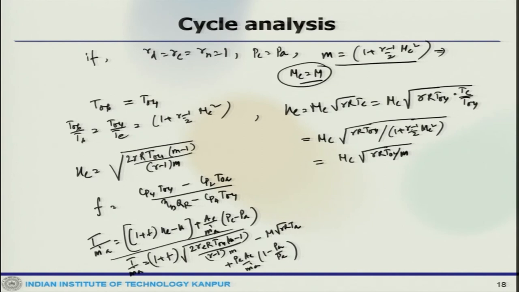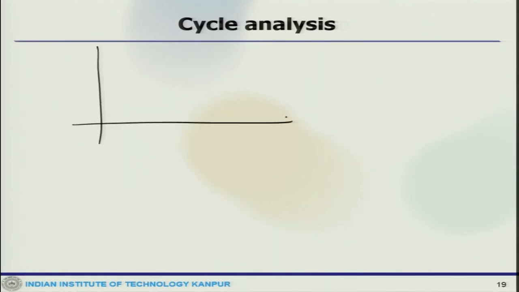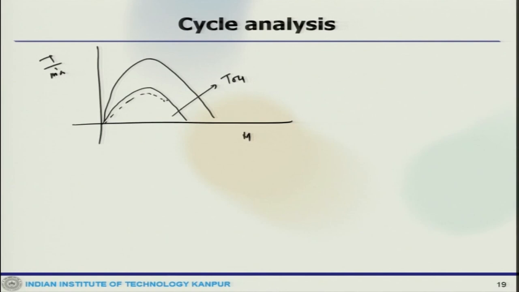So, if you look at the picture, if I plot T by M dot A versus M, this is how things would look. This is for increasing T04. This is the ideal cycle, and the actual cycle would be like this for both the cases. So, this is the ideal one and this is the actual cycle, how it looks.